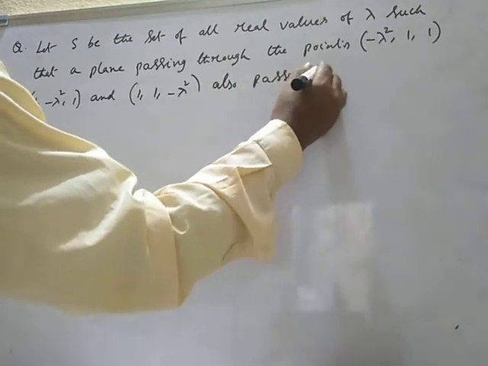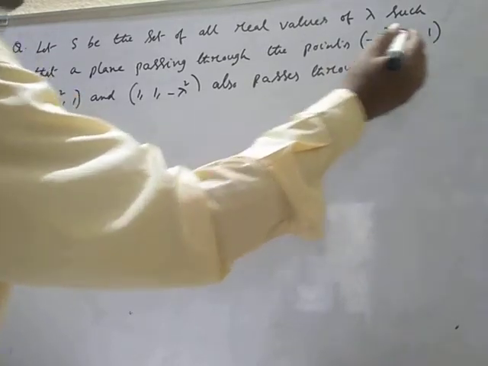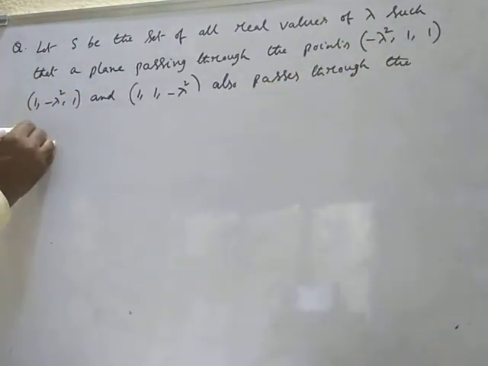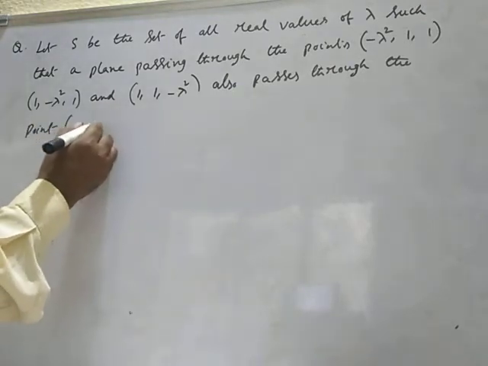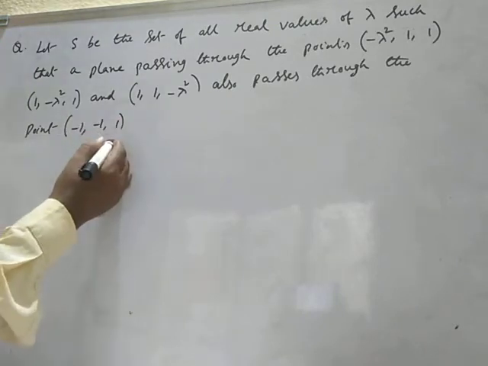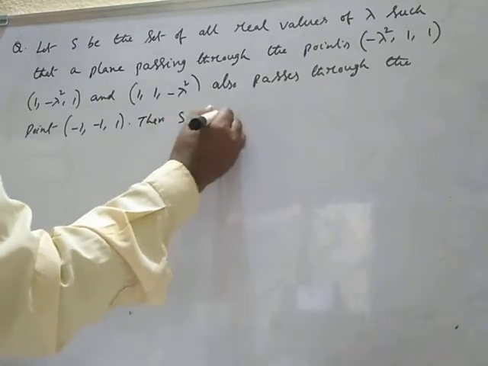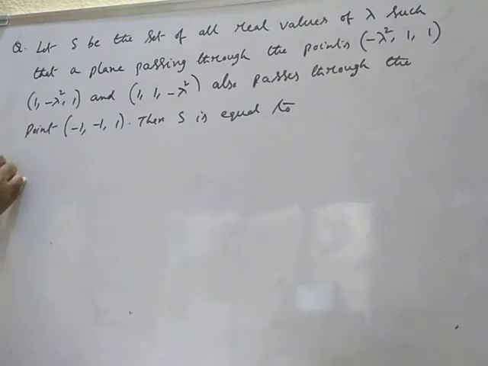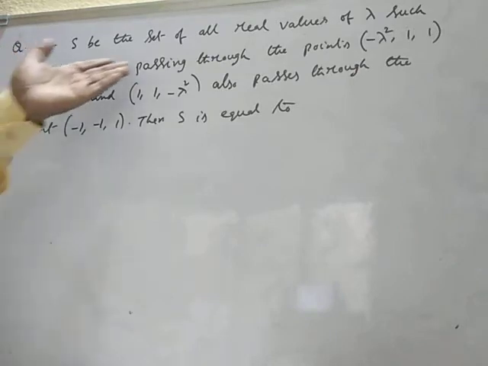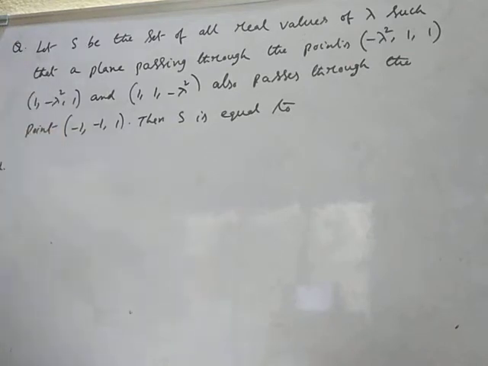also passes through the point (-1, -1, 1). Then S is equal to... S is the set of all real values of lambda such that a plane passing through the 3 points also passes through the point. These 4 points are coplanar.